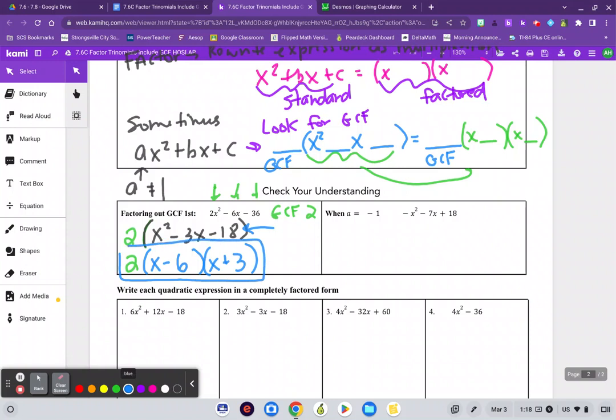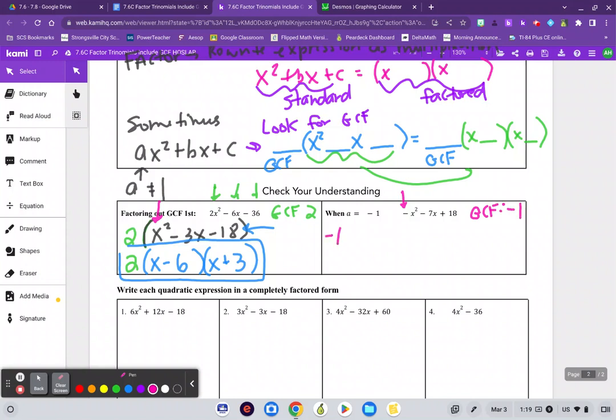Let's take a look at an example when the a value is negative. So we've been talking about the fact that if my leading coefficient, this a value, is negative, then I want my GCF to be negative. And I want my GCF to be negative because when I go to factor, like we did over in this first example here, it is way easier to talk about factoring when that x squared term is positive than it is to try to figure out when the x squared term is negative. And so in this case, my GCF is just negative 1.